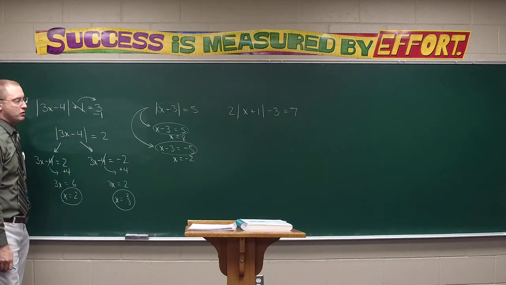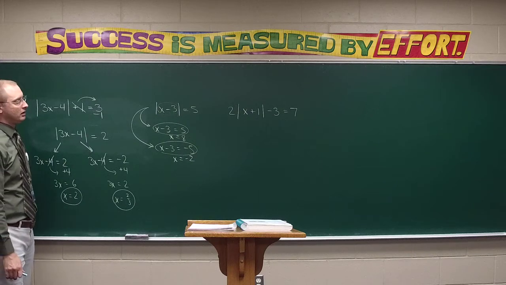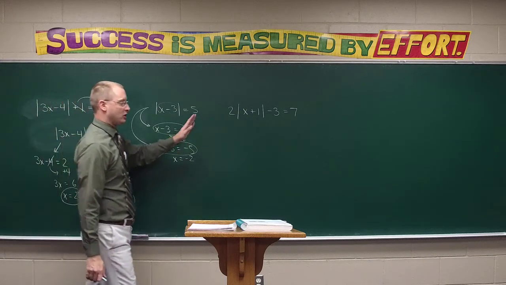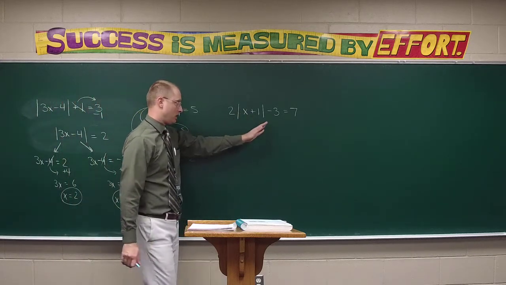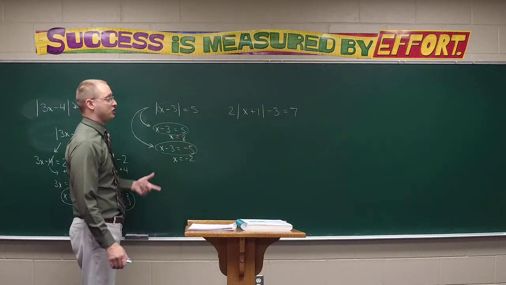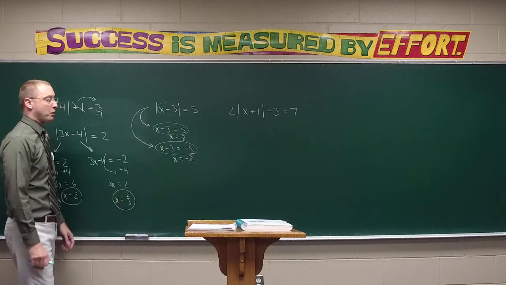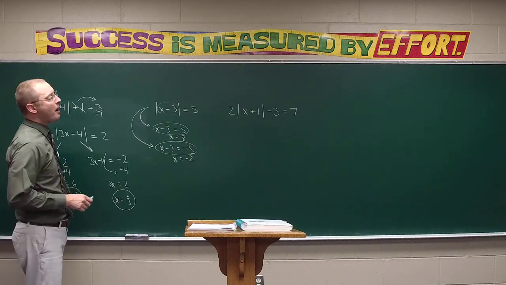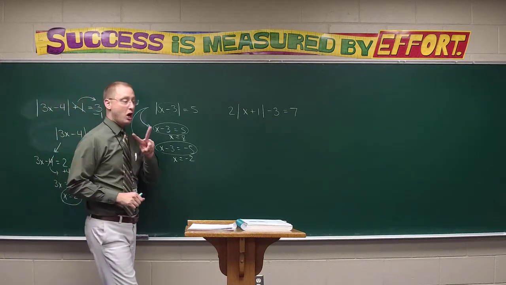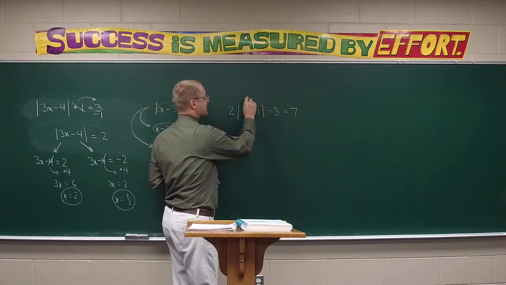Don't distribute, isolate. We're not going to multiply the 2 into the x plus 1 to get somehow the absolute value of 2x plus 2. Instead, we're going to isolate the absolute value of x plus 1. We're going to do what the first step says to do. But there's actually 2 different things that have to go for this right here to be isolated.